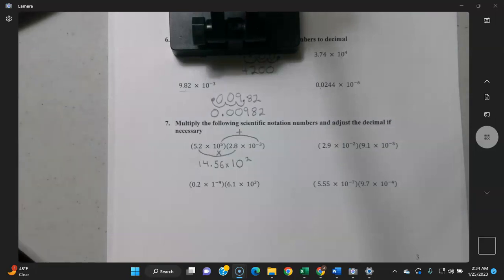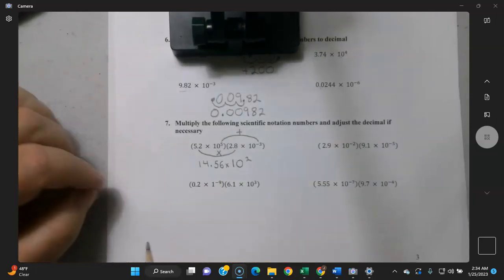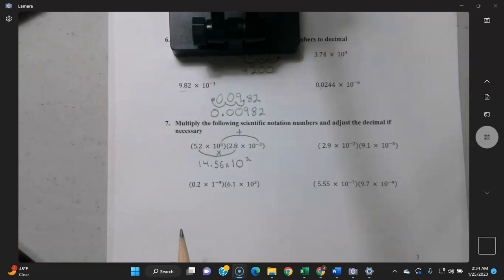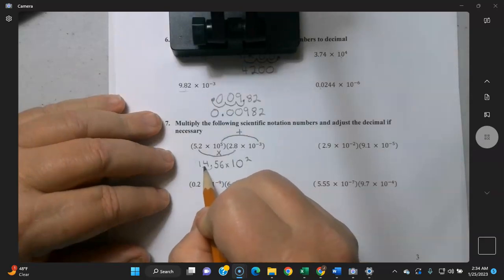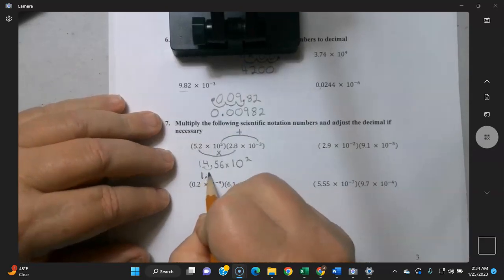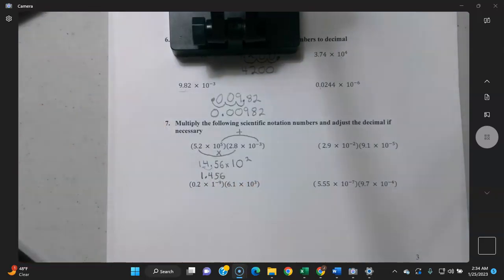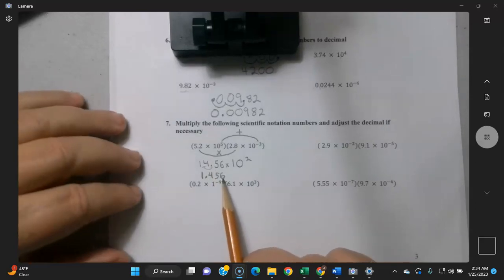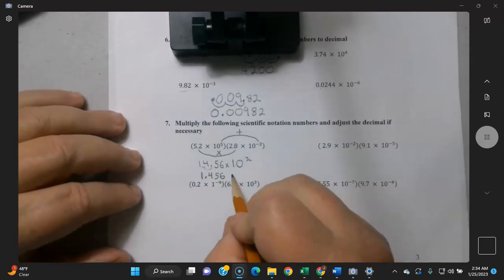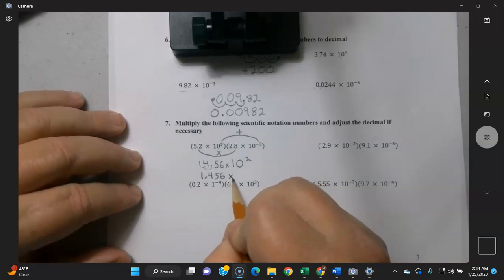But we said in the lecture video, the coefficient is supposed to be in scientific notation a number between 1 and 9.999. So in order to do that, we need to move this decimal over to here. So it's 1.456. That's a number between 1 and 9.999. Okay? All right, but you can't simply move a decimal like that. It changes the value of the number.